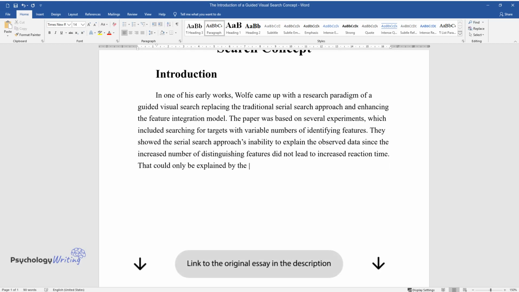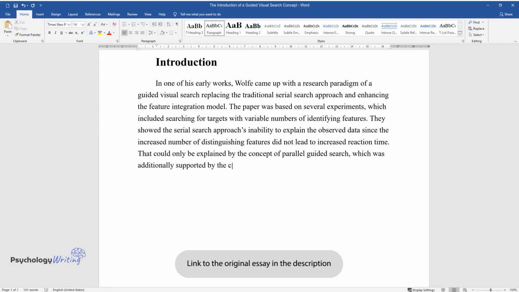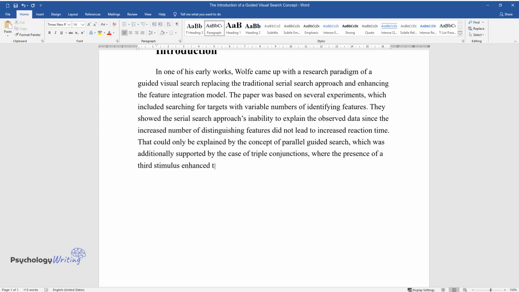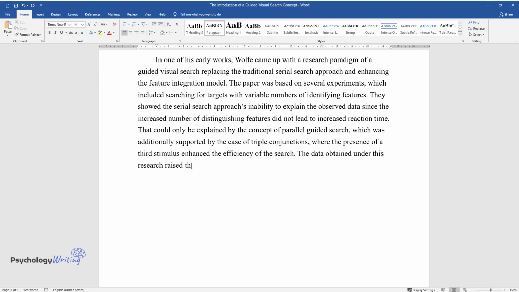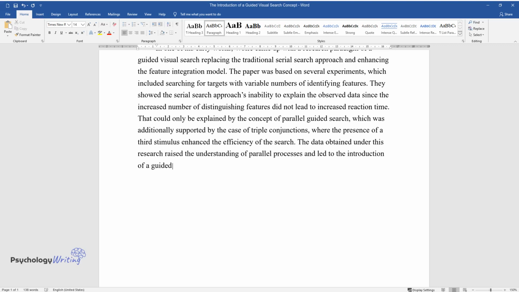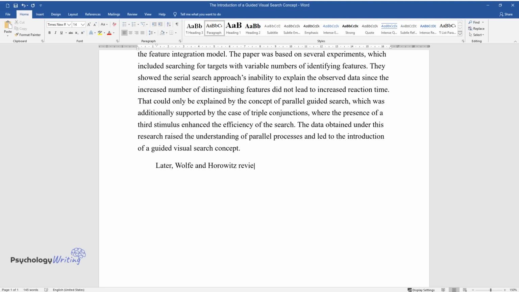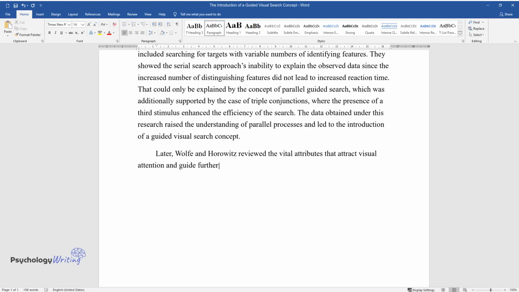That could only be explained by the concept of parallel guided search, which was additionally supported by the case of triple conjunctions, where the presence of a third stimulus enhanced the efficiency of the search. The data obtained under this research raised the understanding of parallel processes and led to the introduction of a guided visual search concept. Later, Wolfe and Horowitz reviewed the vital attributes that attract visual attention and guide further searches.